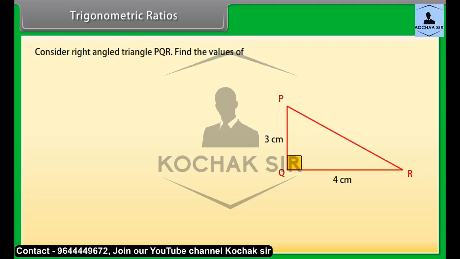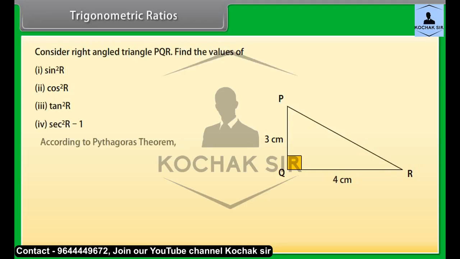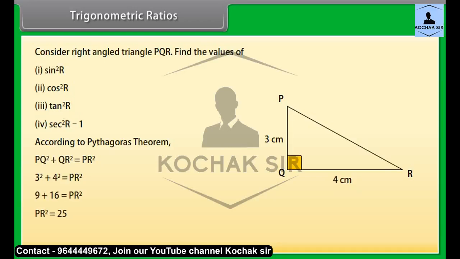Consider right-angled triangle PQR. Find the values of sin square R, cos square R, tan square R, sec square R minus 1. According to Pythagoras' theorem, PQ square plus QR square is equal to PR square. By substituting the values, we get 3 square plus 4 square equals PR square. Now, by calculating it, we get PR is equal to square root of 25, which is 5 centimeters.